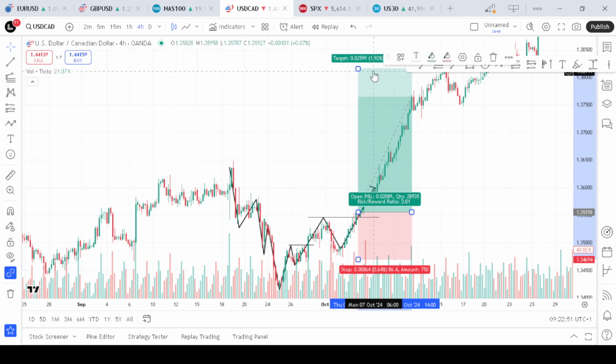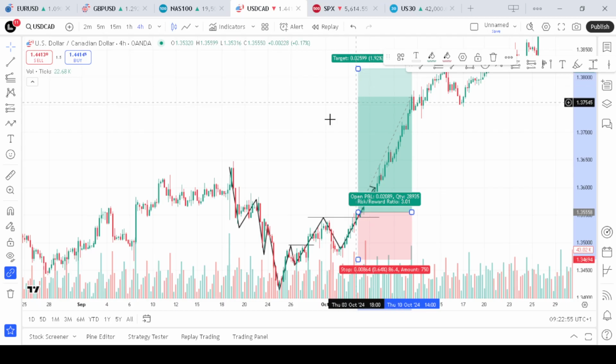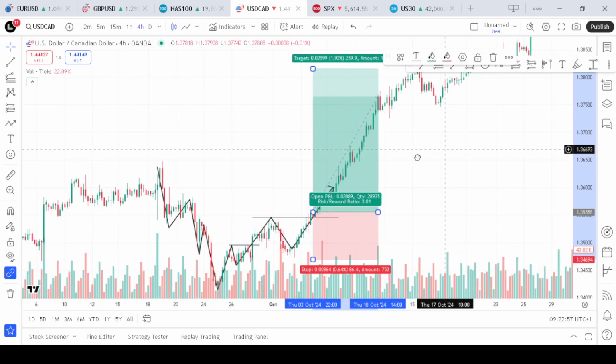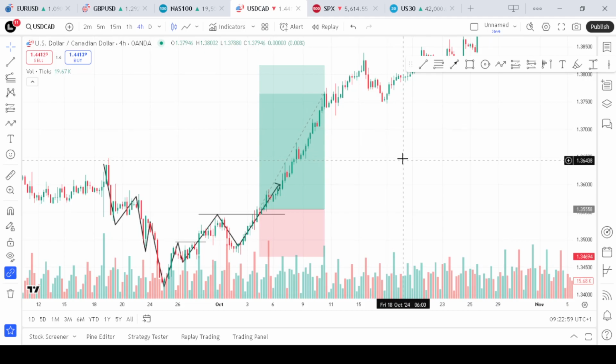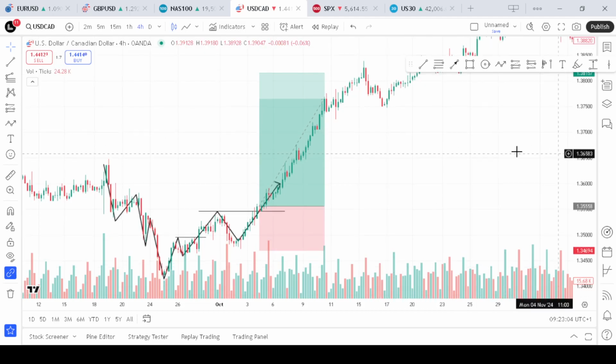Always remember to adjust your position size based on the market volatility. During a high impact news event, either avoid trading or reduce your position size to half.